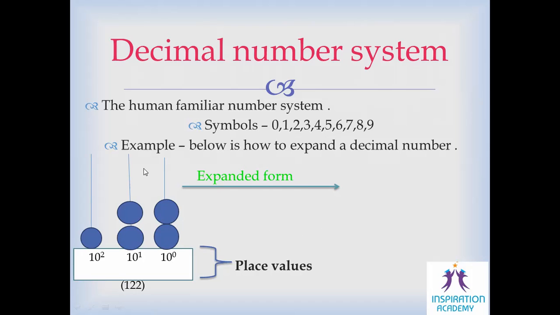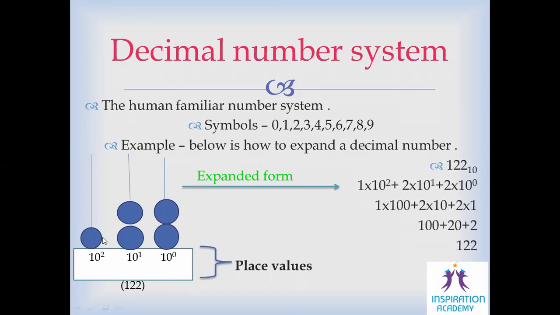So here is an abacus and we have 122 in this abacus and there are place values. Here are the place values, the powers of 10. We have taken the place values from 10 because decimal number system's base is 10. So let's see how to expand it.